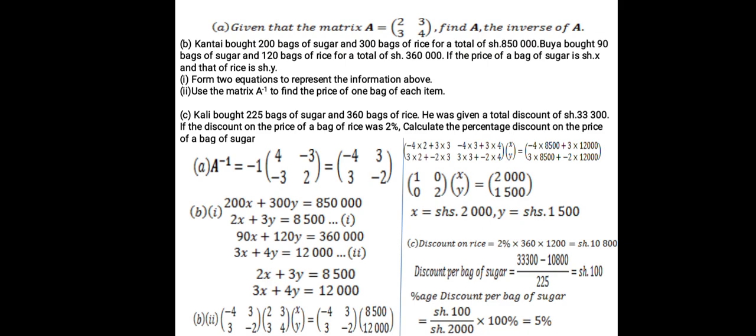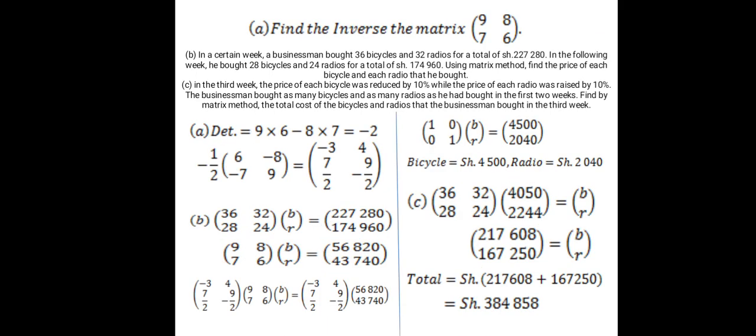We get an inverse of -4 3 3 -2. This inverse matrix pre-multiplying the equation I have been given helps us to find what x is. X is 2,000 shillings, y is 1,500 shillings. Find the inverse matrix 9876. The inverse is -3 4 7 over 2, -9 over 2.